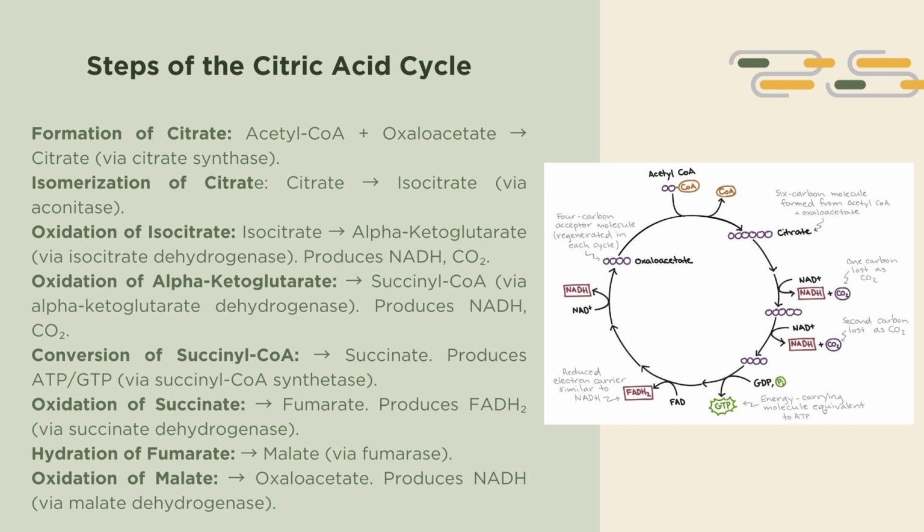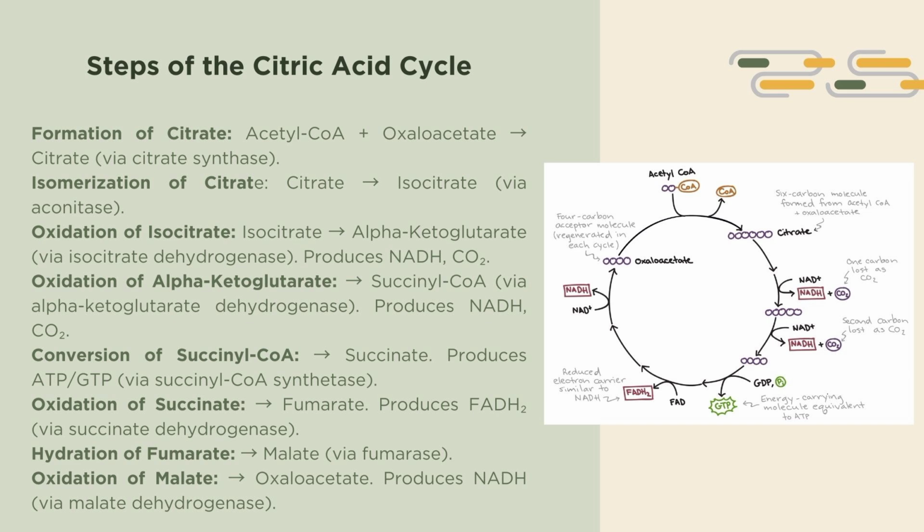Step 1. Formation of citrate. Acetyl-CoA combines with oxaloacetate to form citrate, catalyzed by citrate synthase. Step 2. Isomerization of citrate. Citrate is converted to isocitrate by aconitase preparing for oxidation. Step 3. Oxidation of isocitrate. Isocitrate is oxidized to alpha-ketoglutarate producing NADH and CO2 catalyzed by isocitrate dehydrogenase.